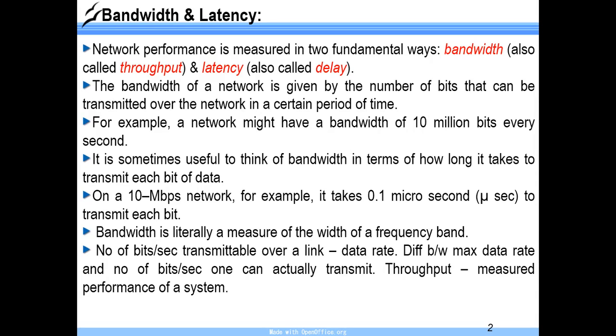The data rate is a measure of the number of bits per second that can be transmitted over a particular link or channel. There is a difference between the maximum data rate of a channel and the number of bits per second one can actually transmit in a given channel. For example, in a 20 megabits per second network, one may only be able to transmit 4 megabits per second and not more than that. So there is a difference between the maximum data rate and the number of bits per second that can actually be transmitted in reality. And throughput is nothing but a measured performance of the system.